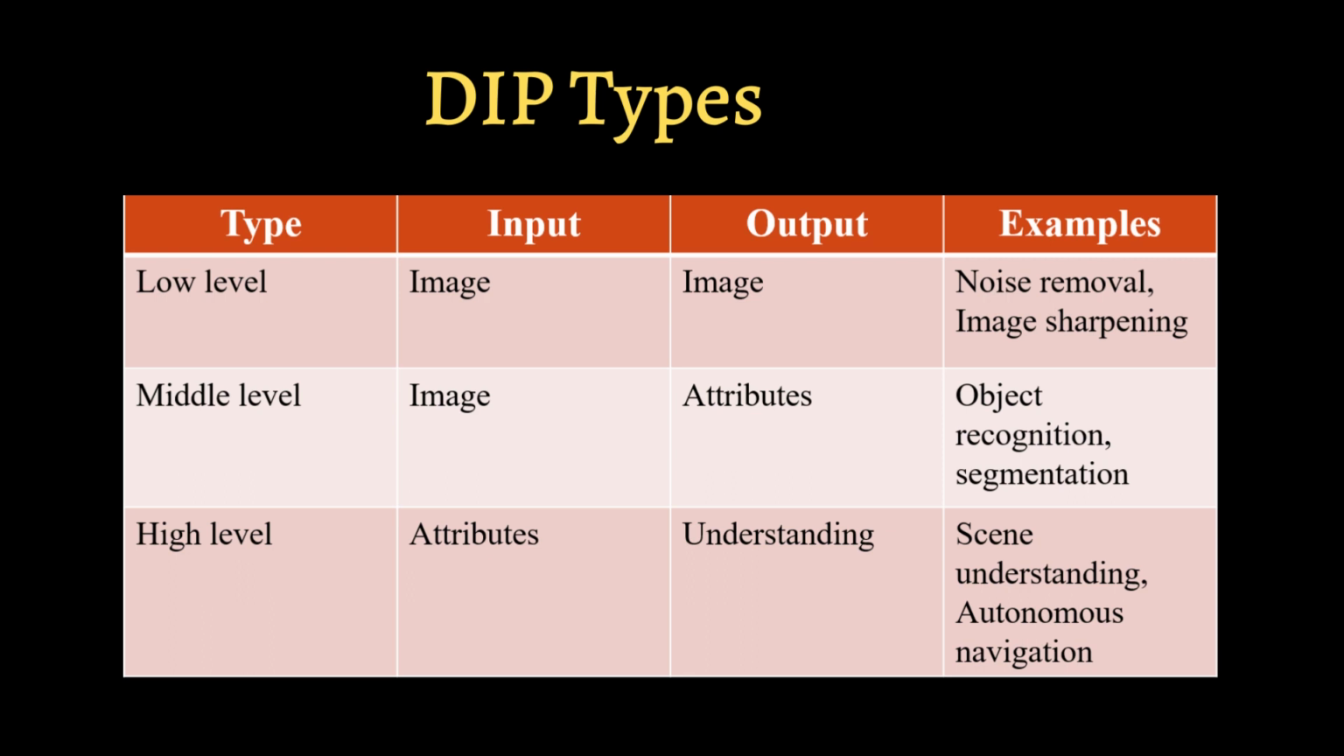Next is the high level. The output from the mid level goes next to the high level. So the attributes will be the input of the high level, and the understanding, that is, making sense of what the image is, will be the output of the high level. For example, if we want to identify a ball image, the input is given and then it is identified as a ball.